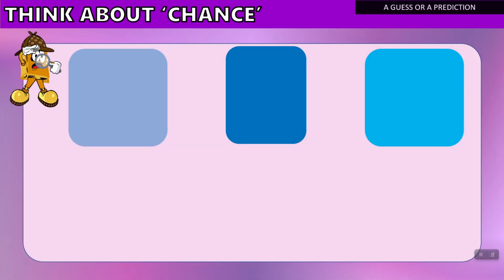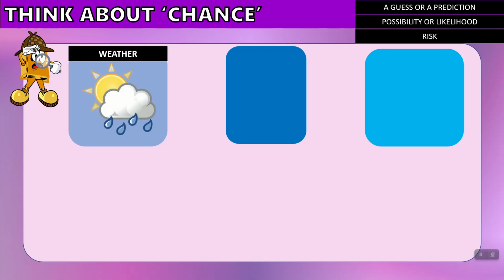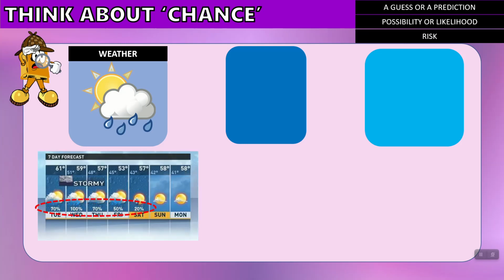You've heard these things in everyday life. Maybe you've heard the word guess or prediction. Or maybe chance is the possibility or likelihood of something happening. You may even have heard the word risk associated with the word chance. Let's look at the weather. You may have heard a forecast that says 70% chance of rain, or 100% chance of rain, 50% chance of rain. These are percentages associated with chance of rain.